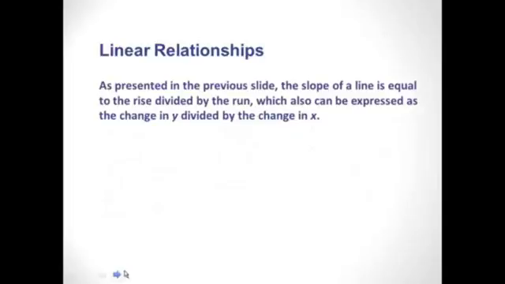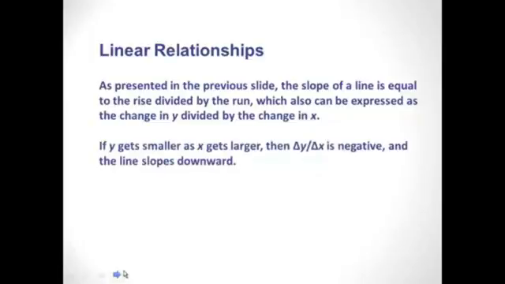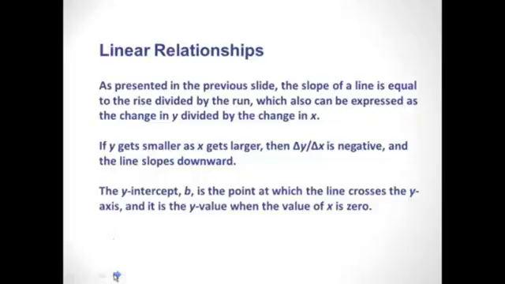So keep in mind that you're always going to be expressing the slope of a line as the rise divided by the run, or the change in y over the change in x. When x gets larger and y gets smaller, then we've got a negative slope, and the line will slope downward. When we are looking at the y-intercept, we want to make sure that we understand that is the y component of the ordered pair when x is 0.